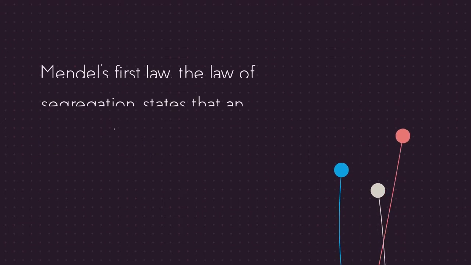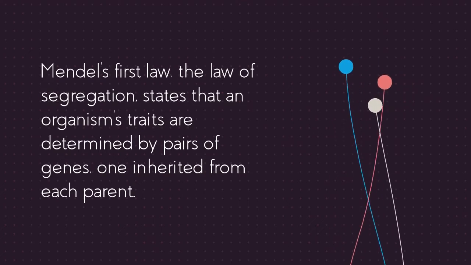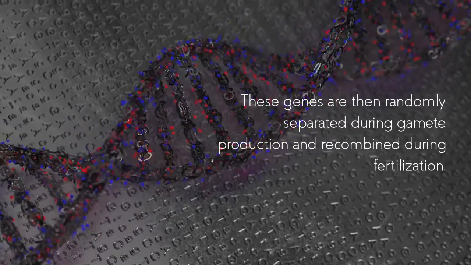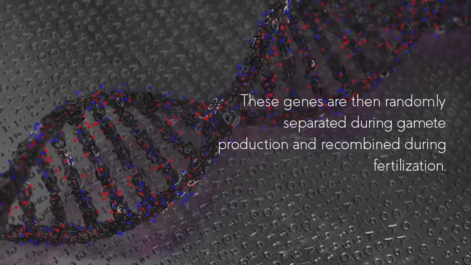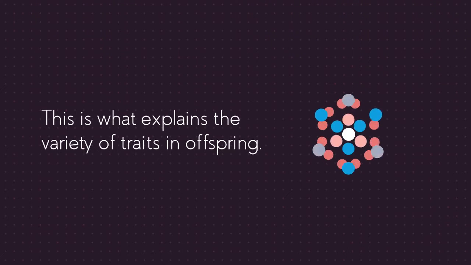Mendel's first law, the law of segregation, states that an organism's traits are determined by pairs of genes, one inherited from each parent. These genes are then randomly separated during gamete production and recombined during fertilization. This is what explains the variety of traits in offspring.